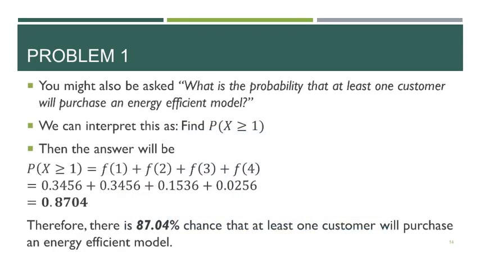We might also be asked, what is the probability that at least one customer will purchase an energy-efficient model? This means that either 1, 2, 3, or all the 4 customers will select an energy-efficient model. Then we can interpret this as finding the probability that the value of the random variable X is greater than or equal to 1. To solve, we will calculate f of 1, f of 2, f of 3, and f of 4. The resulting value is 0.8704, or 87.04% chance that at least one customer will purchase or select E.